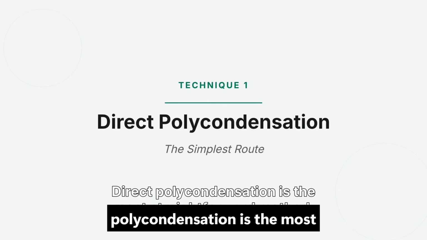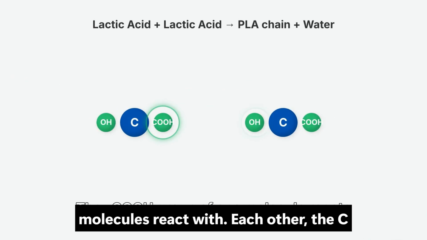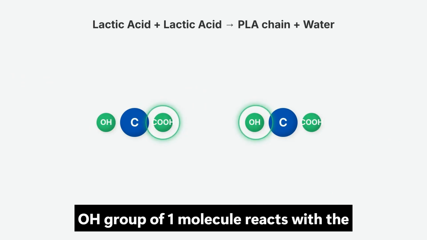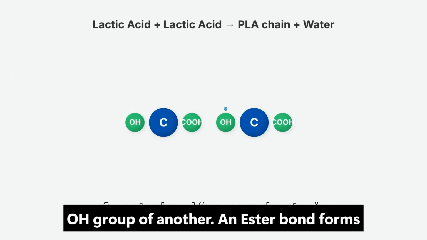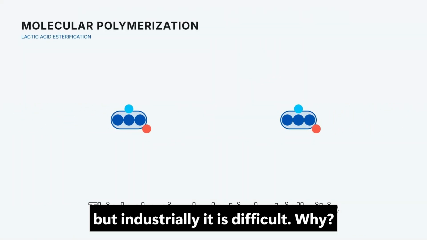Direct polycondensation is the most straightforward method. Lactic acid molecules react with each other. The COOH group of one molecule reacts with the OH group of another. An ester bond forms and water is released. This looks simple, but industrially it is difficult.